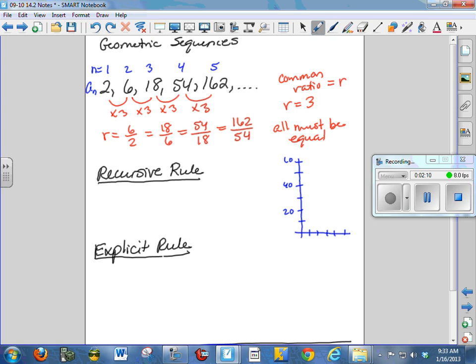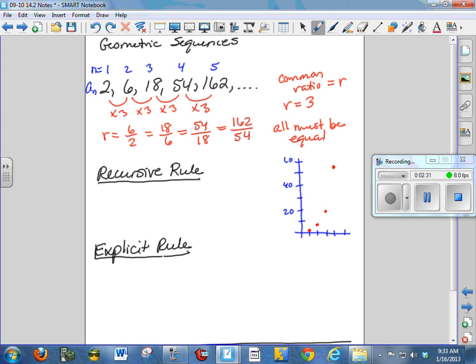But if I were to plot the points, I'd have 1, 2, which would be very close to the x-axis. And then I'd have 2, 6, which would be about right here. Then I'd have 3, 18, which would be close to the 20. Then I'd have 4, 54, which would be clear up here.